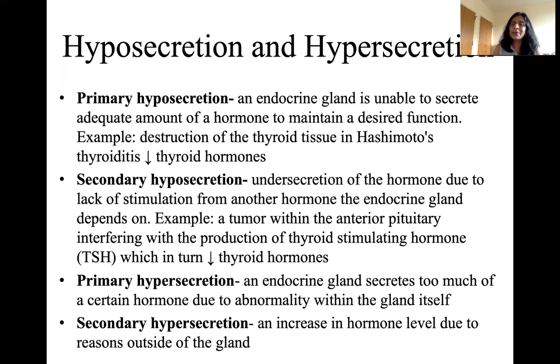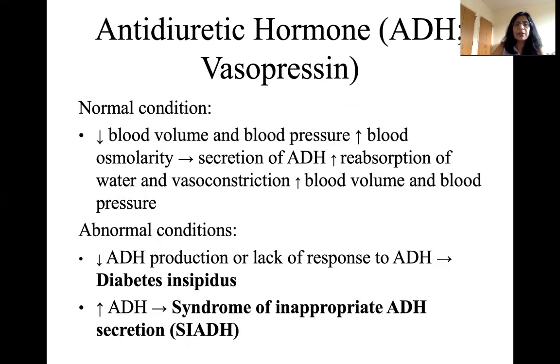All right, so the same rule applies to primary or secondary hypersecretion. Think about hyper, where it's too much of a release of a particular hormone. Okay, too much hormone released by the gland is primary hypersecretion. If there is another force that's making the gland produce more than normal amount of hormone, that would be secondary hypersecretion. Good. With this definition, we're ready to talk about antidiuretic hormone or vasopressin.